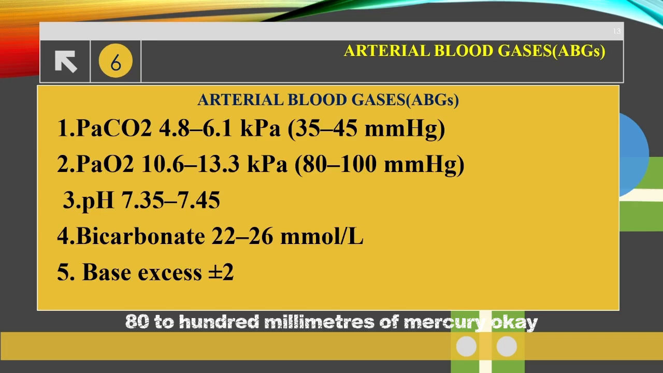I also wanted to mention something: don't confuse the arterial partial pressure of oxygen with oxygen saturation. Oxygen saturation is more than 92%; that is the norm, so it's different from the arterial partial pressure of oxygen. Then we'll talk about the bicarbonate levels. The normal bicarbonate level is between 22 to 26 millimole per liter.